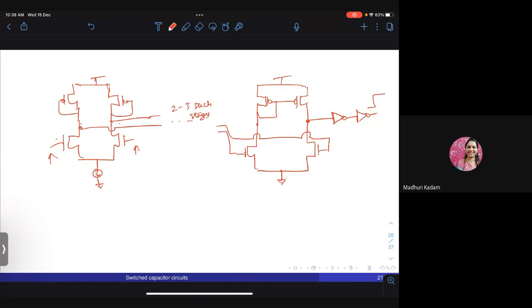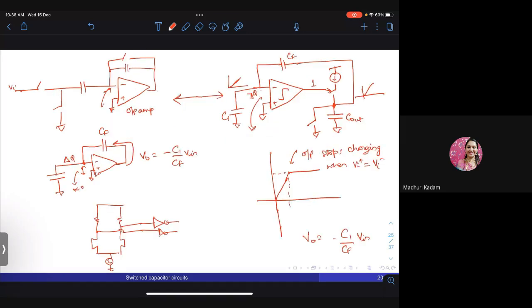Strictly speaking, it doesn't matter much. Just the way offset affects the final value of this op amp. Even in this case, when you have an offset in the op amp, it will produce an offset in the output. The same thing will happen here. Instead of settling to V0 minus C1 by CF times V in, it will settle to minus C1 by CF times V in minus C1 by CF times some small V offset. So it is going to produce the same kind of error that the op amp circuit would have done. It's not like you are getting a whole new big problem.